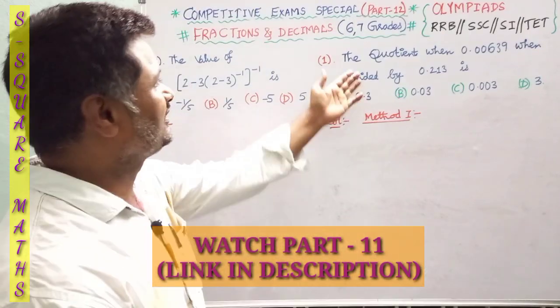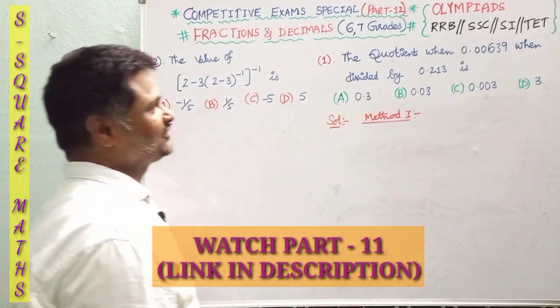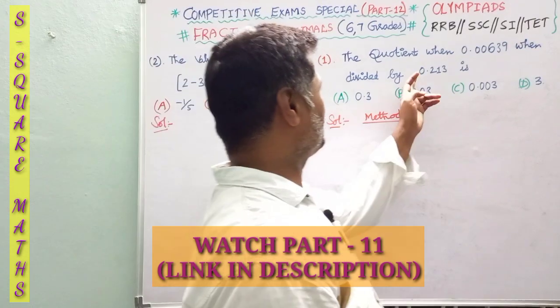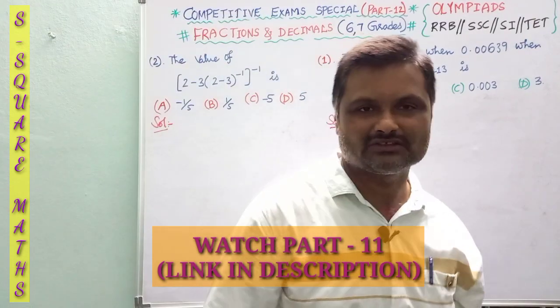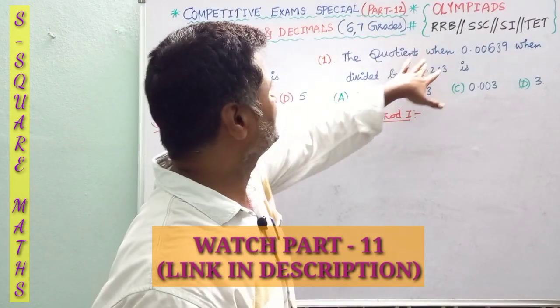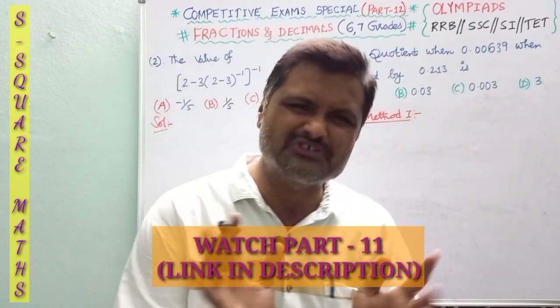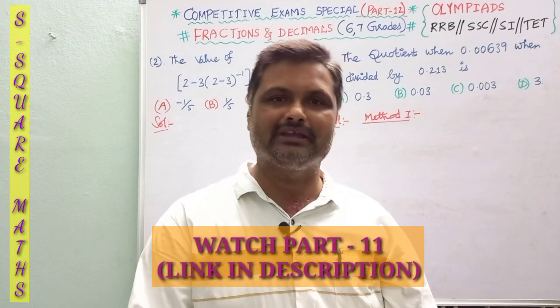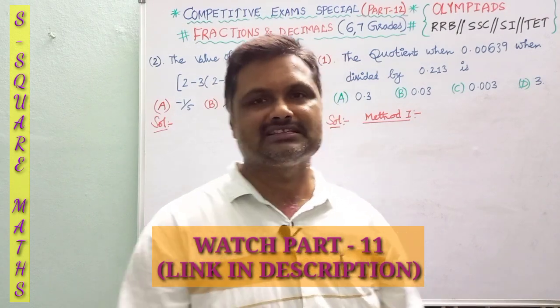The question: 0.00639 when divided by 0.213 is... So, in general, this is nothing but decimal division, you will be confusing. So I am going to make it easy by both methods.